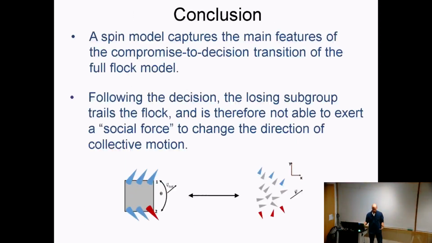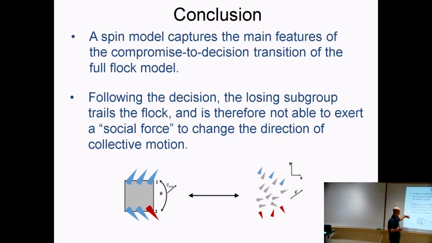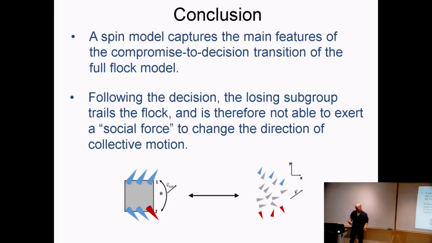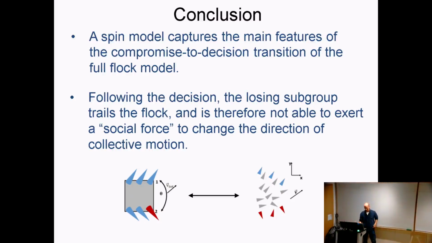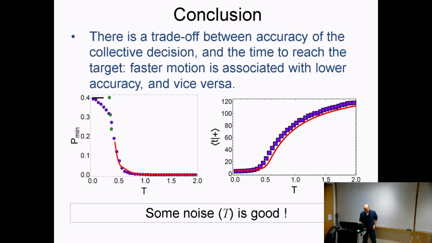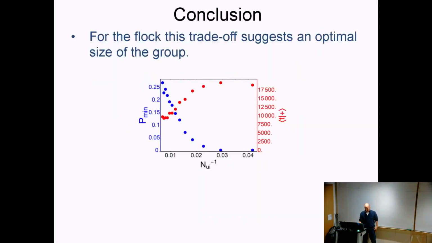It might actually naturally have some effect on the natural sizes of these flocks in nature, so that they want to be not too large, not too small, to enjoy making not many errors, but also being fast in making the decision. So some noise is good, which might actually limit the size of the group.